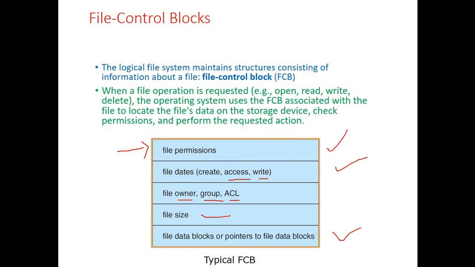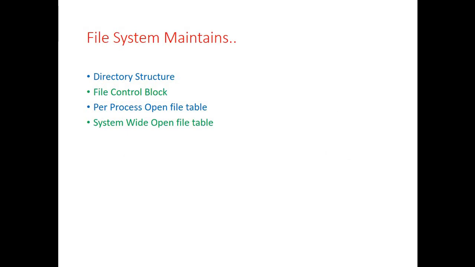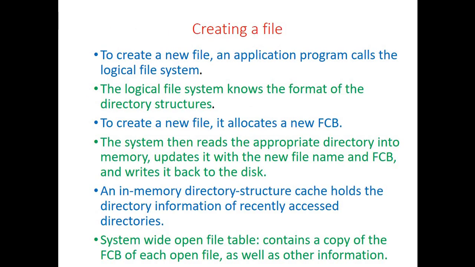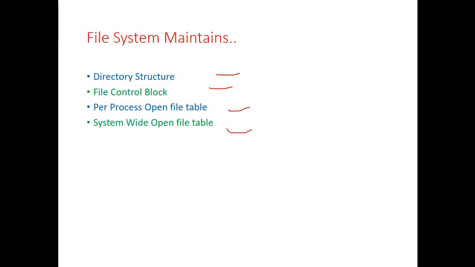The file control block is already discussed. Then the file system maintains, in addition to the file control block, a directory structure, a per process open file table, and a system-wide open file table in order to perform file related operations in the operating system. So the directory structure, as we know, will maintain the list of files and directories stored in that particular directory. Part of the directory structure is stored in the main memory.